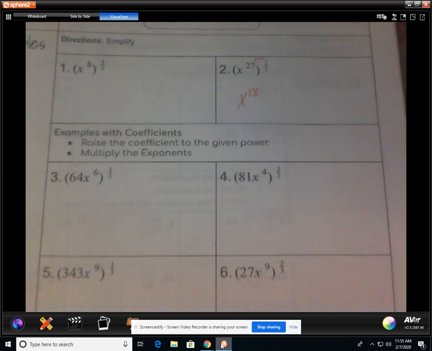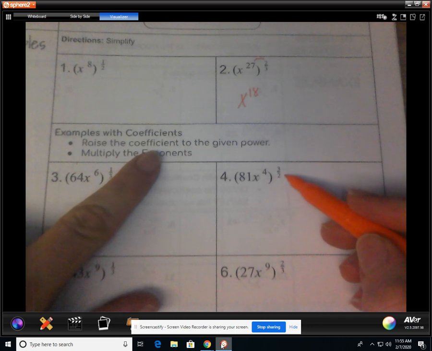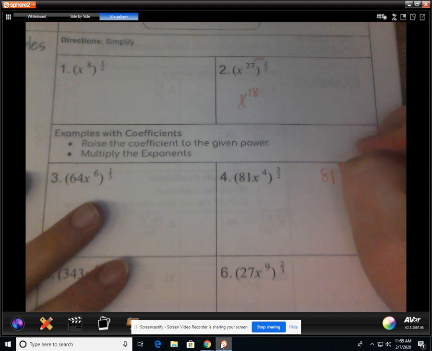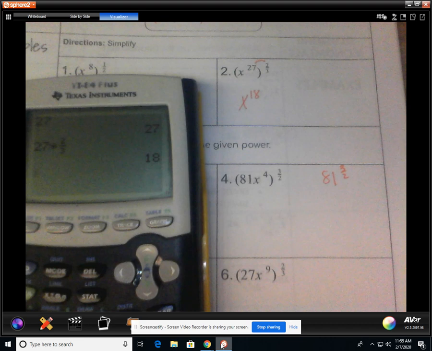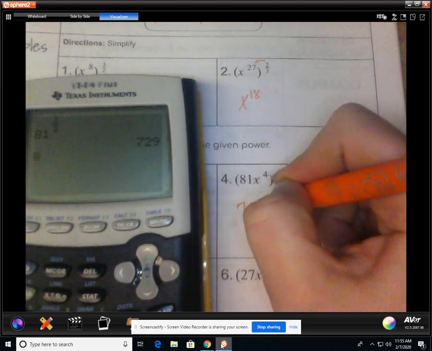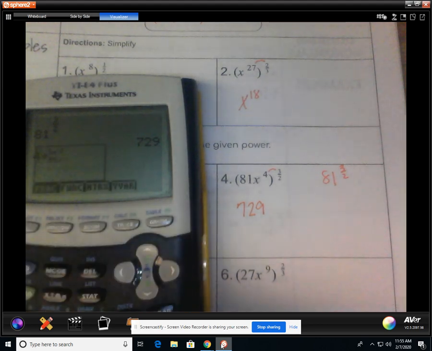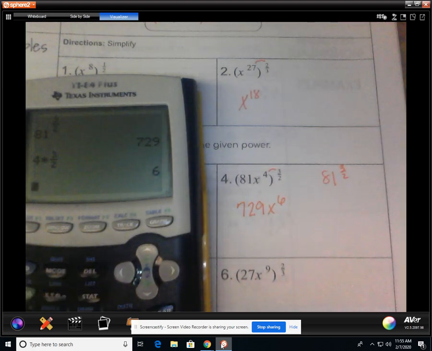For number 4, when you do have a coefficient, you're going to raise the coefficient to that given power and then multiply the exponents. So I'm going to take 81 and do it to the 3 power. So in the calculator, 81 to the, open up a fraction, 3/2. When you do that, it becomes 729. And then you just have to multiply 4 times 3/2, which would be x to the 6th. And that's my final answer.